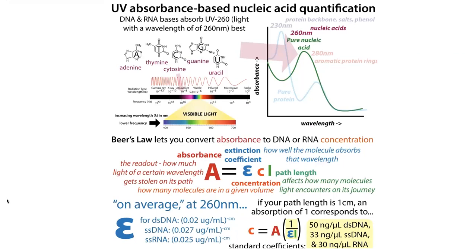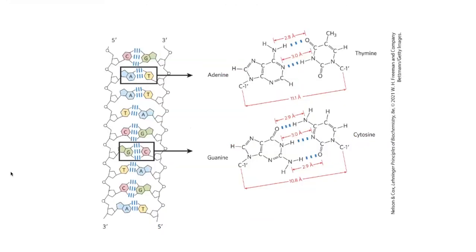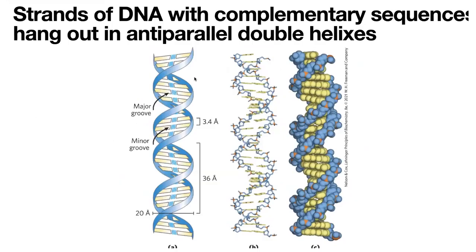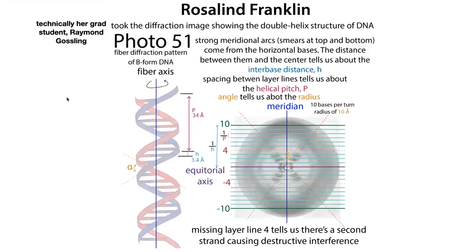But let's go back and think about the structure of our double helix. So we have those anti-parallel strands of DNA, where the order in which they glob together is going to be determined by having a complementary sequence. And then the globbing together is going to be driven by the hydrophobic effect and held together by that base stacking. How do we know about the structure of the double helix? Well, for that, we have to thank Rosalind Franklin and her grad student Raymond Gosling. He took the diffraction image showing the double helix structure of DNA.